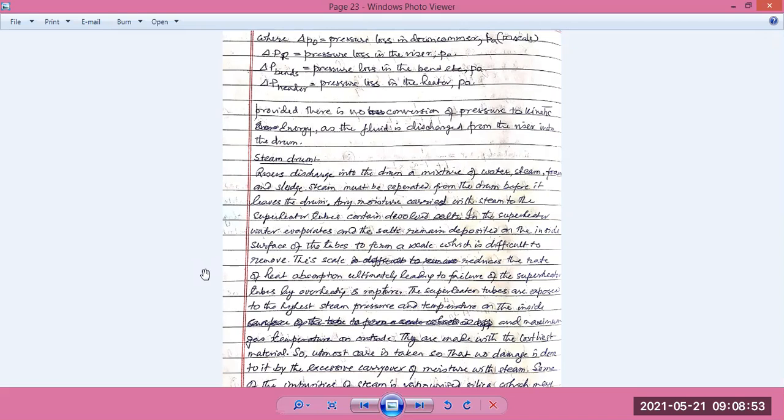So the superheater is the final supplier of heat and moisture, which is under the highest pressure and the highest temperature, and its surroundings are given the highest amount of heated gas from the furnace itself. So the superheaters are exposed to both, and the maximum gas temperature is on the outside. They are supposed to be made with the costliest heat transferring medium. So ultimate care is to be taken so that no damage is done to it by the excessive carryover of moisture with the steam.